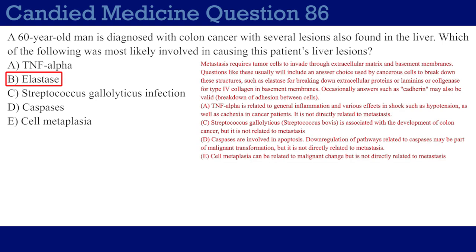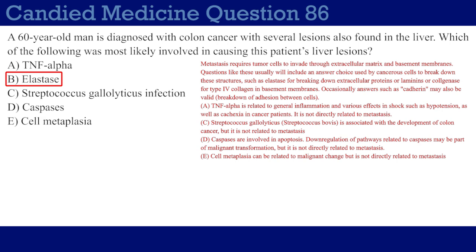So here choice B, elastase, is the best answer, because elastase can be used to break down extracellular proteins or laminins, which can exist in the extracellular matrix or basement membranes, and will allow the tumor cells to basically escape being an in situ tumor, essentially.